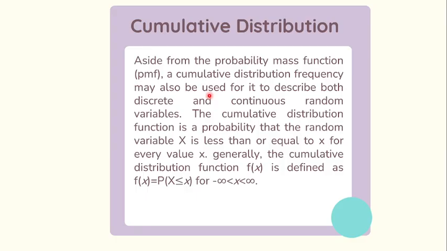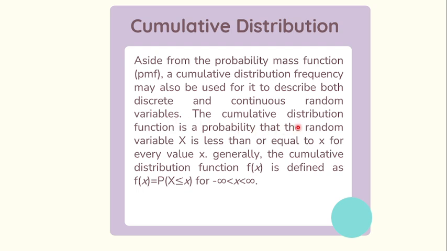So let's proceed with this cumulative distribution. Again, we were just focusing on the discrete. So aside from the probability mass function or PMF, a cumulative distribution function may also be used to describe both discrete and continuous random variables.